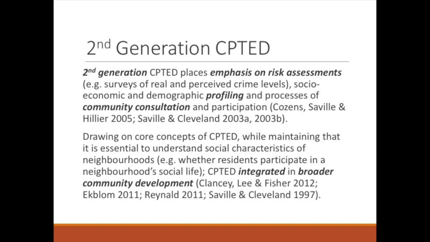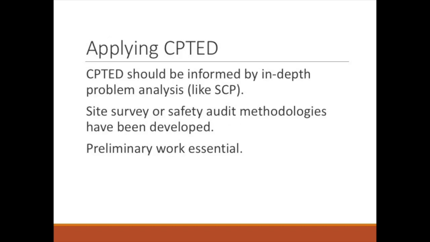it is essential to understand the social characteristics of particular neighborhoods, you know, whether residents participate in a neighborhood's social life, for example. And it's about making sure that crime prevention through environmental design is integrated in broader community development processes. So when applying these principles, it needs to be informed by in-depth problem analysis. So this isn't that different from situational crime prevention. And various site survey and safety audit methodologies have been developed to help with this. So basically, preliminary work is an essential part of the process.